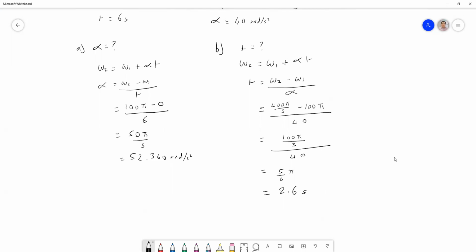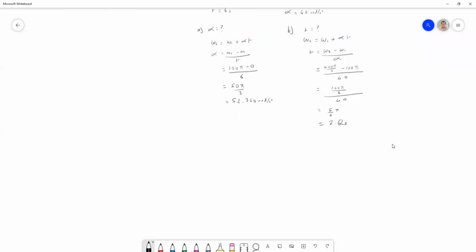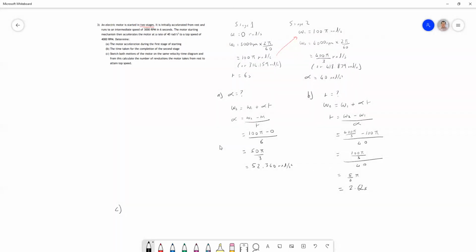Is 2.62 seconds. So I've got 2.62 seconds here. And that's parts A and B satisfied. And so far, no sign of a velocity time diagram. That's going to come in part C, which we'll draw here.